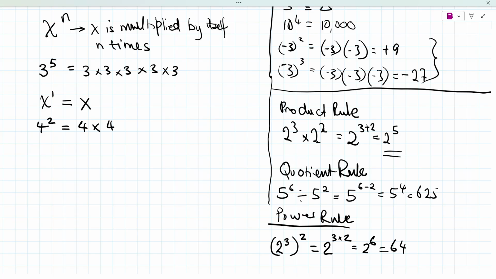So the power rule dictates that we multiply the powers, but the product rule dictates that we add the powers, while the quotient rule dictates that we subtract the powers.